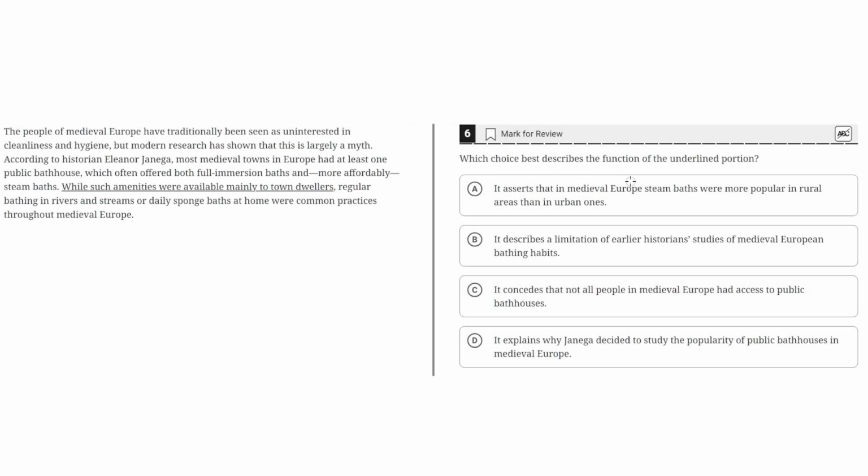Which choice best describes the function of the underlined portion? The people of medieval Europe have traditionally been seen as uninterested in cleanliness and hygiene, but modern research has shown that this is largely a myth.